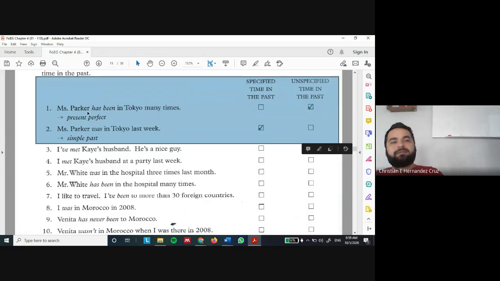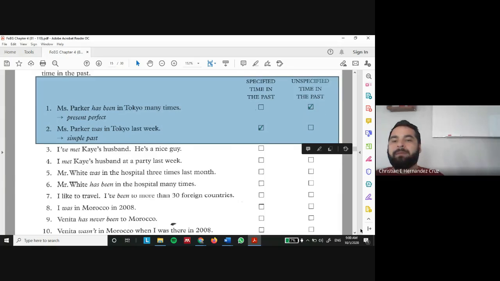So en este caso, Miss Parker, we know that she travels to Tokyo often. Ya quisiera yo tener tanto chavo. And Miss Parker was in Tokyo just last week. This specificity plus this verb tells us that this is simple past. And this non-specificity plus this verb tells us this is present perfect.